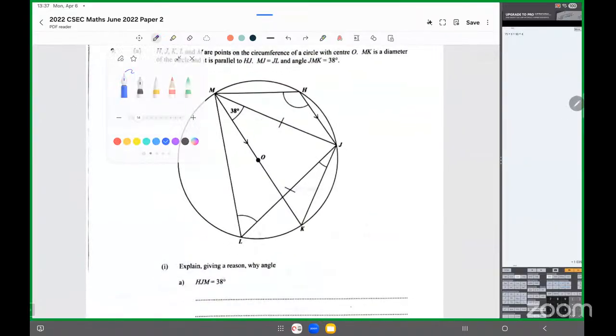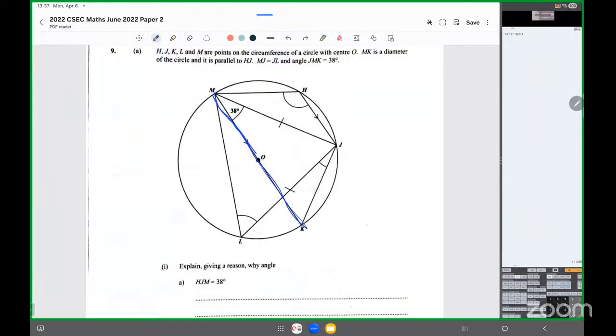Circle theory. Let's go. This question says H, J, K, L, and M are points on the circumference of a circle with center O. MK is a diameter. So once you see a diameter here, you must remember the angle subtended by a diameter is 90 degrees. So right here before you even start, you know that this angle is 90 degrees.